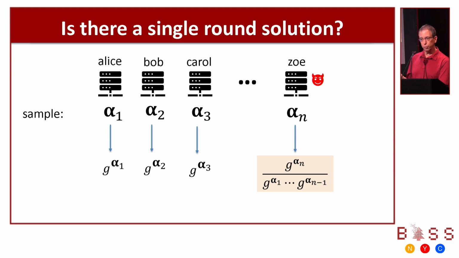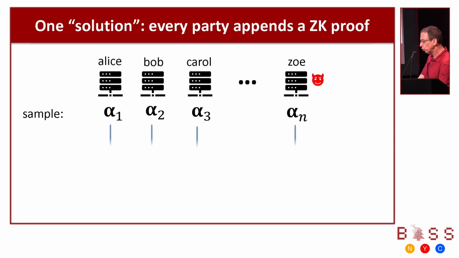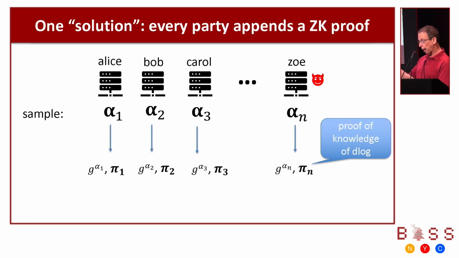The way we do it is based on an observation: if you look at what Zoe knows under this attack, Zoe doesn't know the discrete log of her own public value. She can publish the public value, but she does not know the discrete log base g of the value she published, because it includes everybody else's public values. That might give you an idea. How would we prevent her from doing the attack? We can force everybody to also publish a zero-knowledge proof that they know the discrete log of the value that they published.